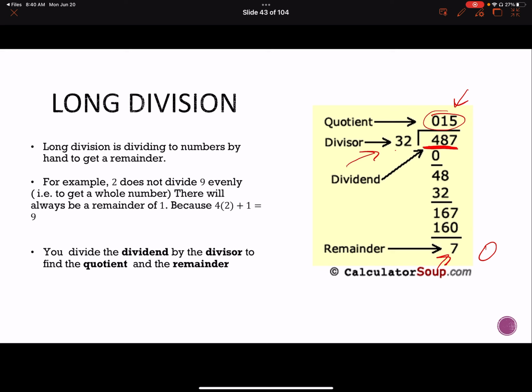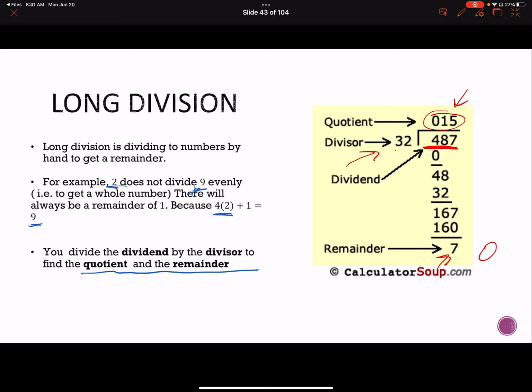So for a quick example, two does not divide 9 evenly to get a whole number, right? There's always going to be a remainder of 1 because 9's odd and 2's even. So I'd have 4 times 2 plus 1, that's 9, right? So we divide the dividend by the divisor to find the quotient and the remainder. So let's practice long division on these next two examples. It is an iterative process, meaning that it repeats itself.